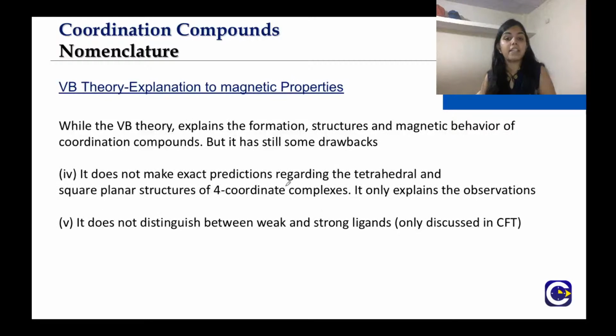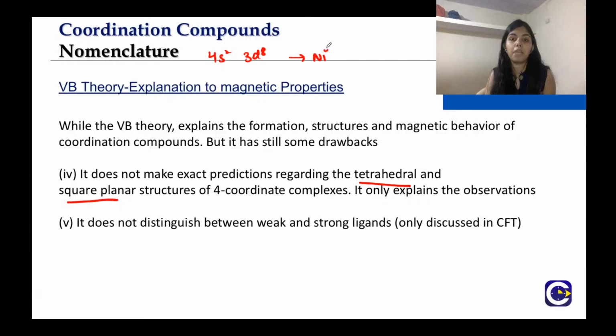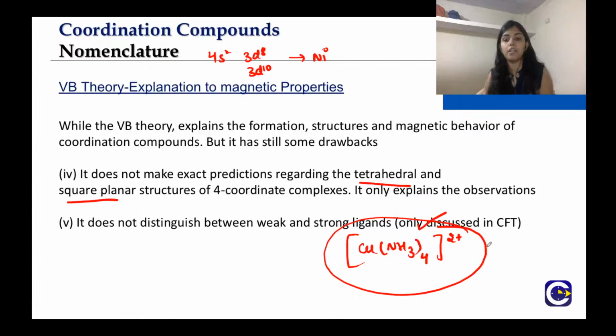Now, it does not make exact predictions regarding the tetrahedral and the square planar structure, right? It just explains the observation that this will be tetrahedral or this will be square planar. But as we have seen in some compounds, for example, 4s2 3d8 in nickel becomes 3d10, or we have done the example of copper ammonia 4. This complex, I guess we have done, right? In this complex, it is following a dsp2 hybridization.